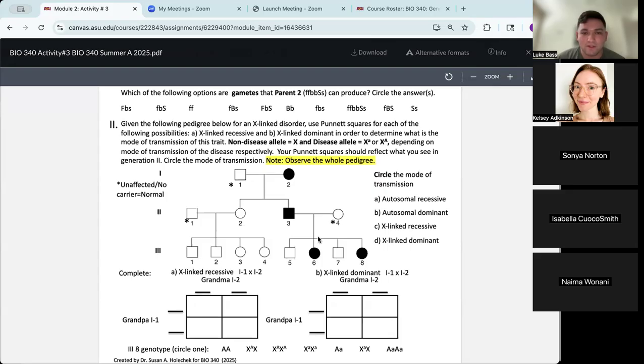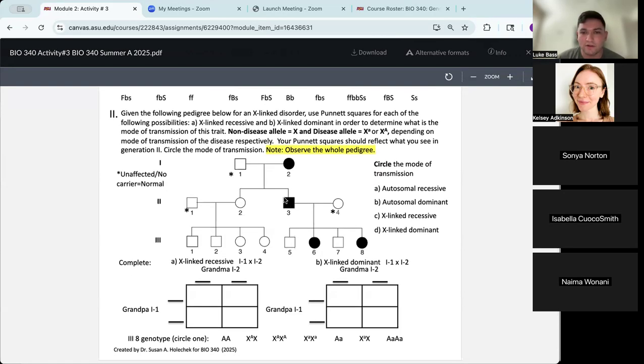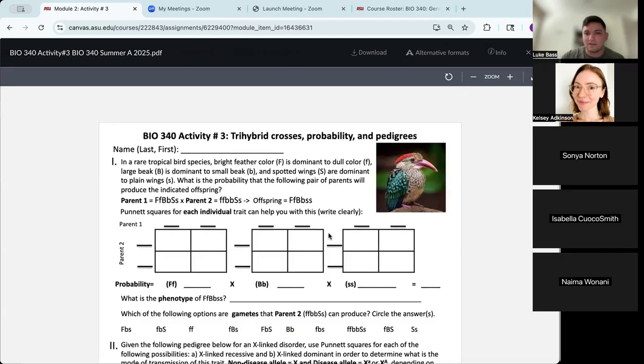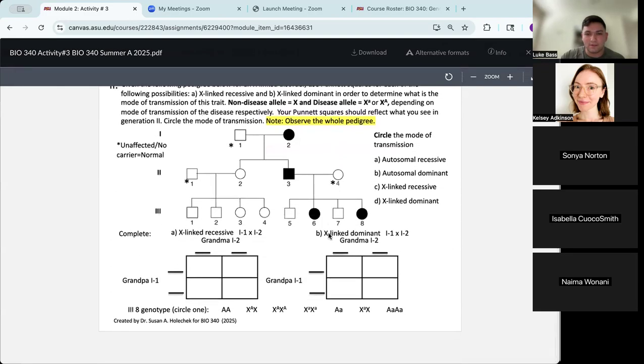So then from there, you're going to first find the mode of transmission. Up here, it says that it is an X-linked disorder, so you're going to see if it's either recessive or dominant. Then you're going to go down here, and with grandma and grandpa, you have 1, 1, and 1, 2. You're going to see whether it's recessive or dominant. So this helps you get to the correct answer up here. If there are any questions about this worksheet, I'd be happy to answer them. Unless everything makes sense, then that's all right.